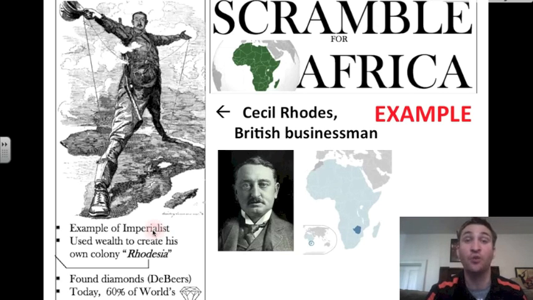He calls it Rhodesia, after himself, and he finds diamonds in this region, and today 60% of the world's diamonds come from this company and this area where Cecil Rhodes explored. He made a lot of money doing this.